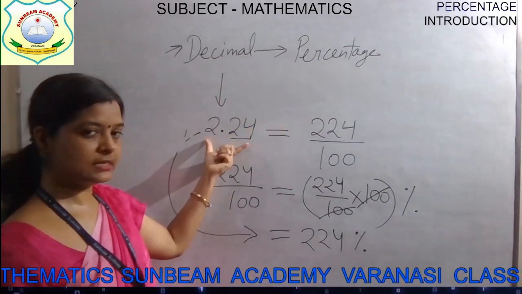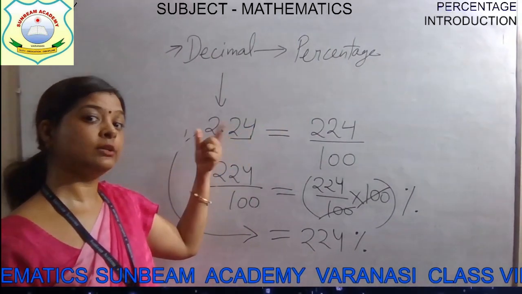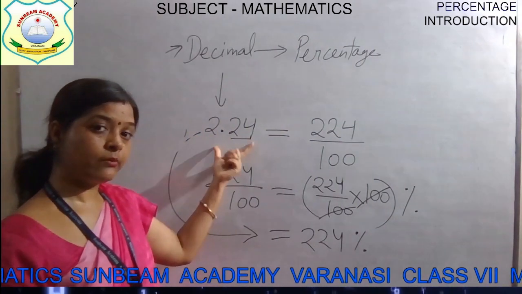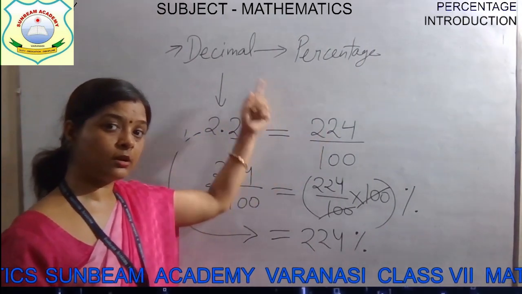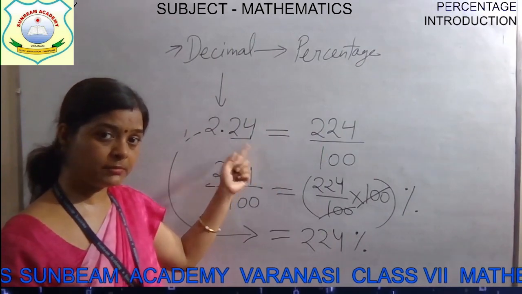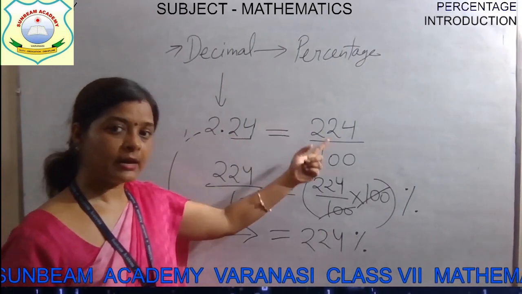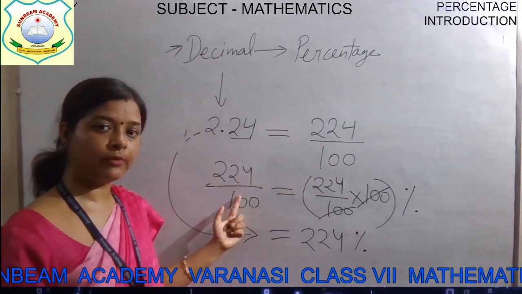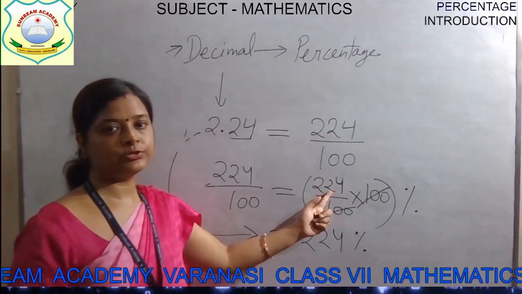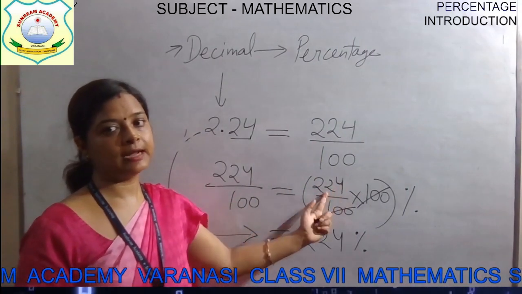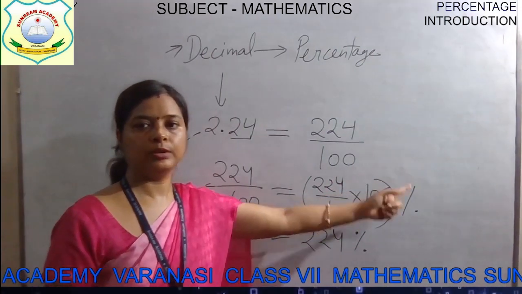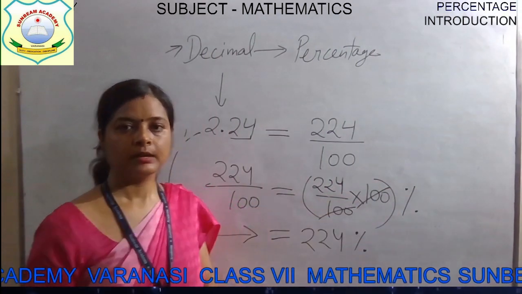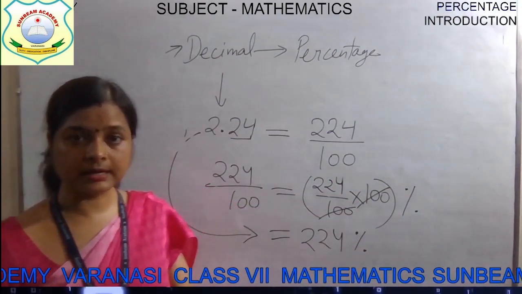Write down the decimal first. If a ratio is given, convert the ratio into fraction, or if a decimal is given, convert the decimal into fraction. Then how to convert a fraction into percentage, you know it very well. Multiply that fraction with 100 and put a percentage sign. Clear? I hope these points are clear to you.